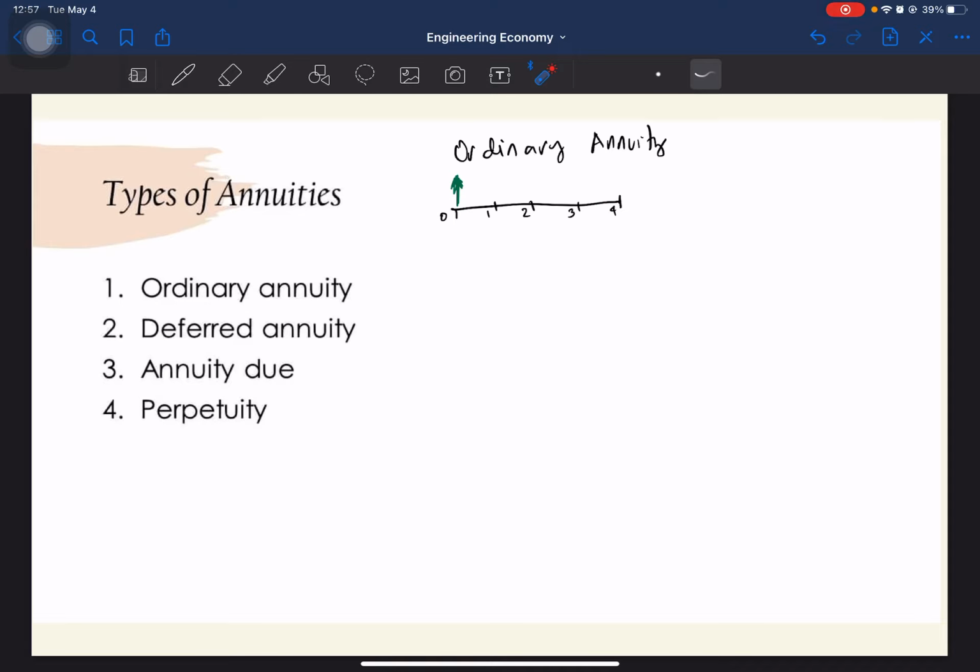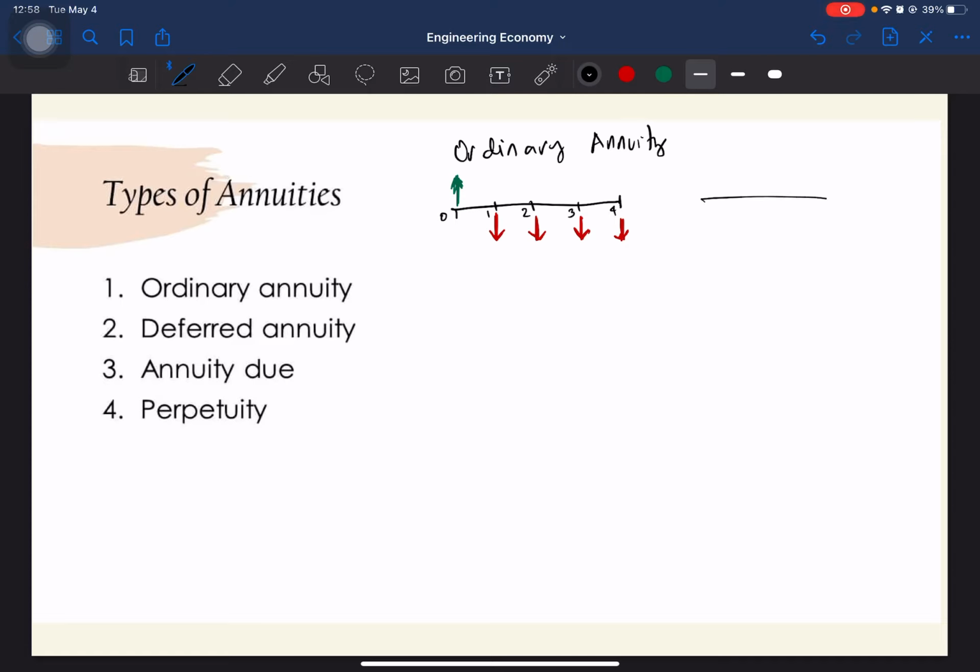Okay? When you say ordinary annuity, yung bayad mo ay dulo ng bawat period. Okay? So, ibig sabihin, your first payment will be at the end of first year. Your second payment will be at the end of second year. Third payment will be at the end of third year, fourth year, and so on. Kung meron pang karugtong. Okay? This is ordinary annuity where payments are done at the end of every period.